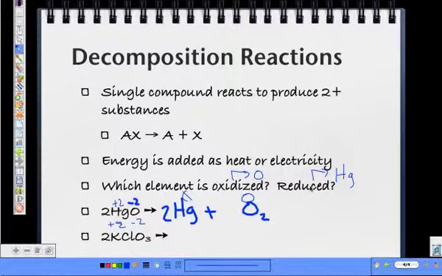I think on your worksheet it asks for just the oxidizing and reducing agent. If you need to go through and figure out which one was oxidized and reduced first and then figure out which one was the agent, that's fine. However you go about that.